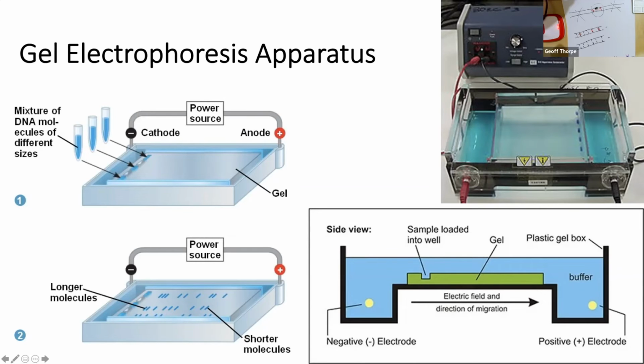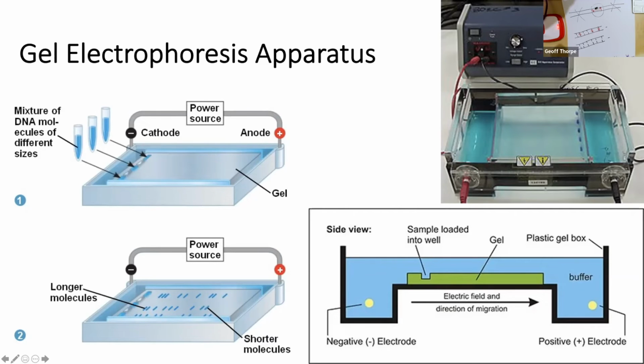That just means that the direction of the current, and the way that the DNA molecules will move, is going to be this way. And we've got our little wells, which are basically little holes in the agarose gel where we'll put our DNA sample. So once it starts moving, it starts off in this little hole, but then it moves into the gel, and it's moving inside the gel as it goes across. So that's what it looks like from the side.